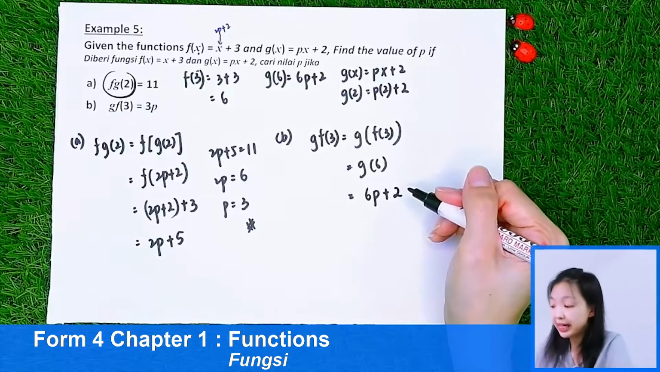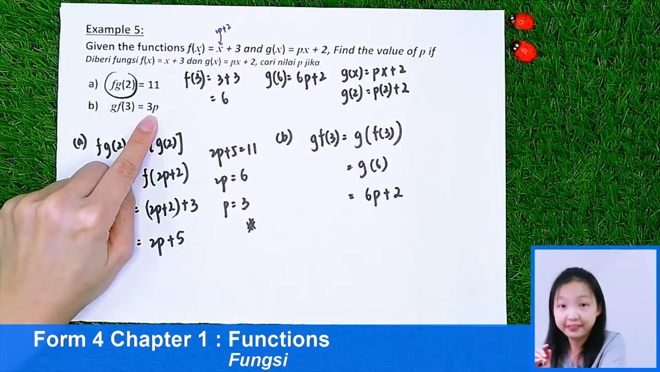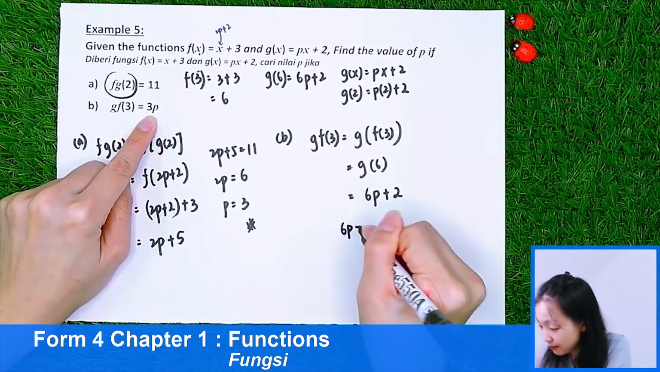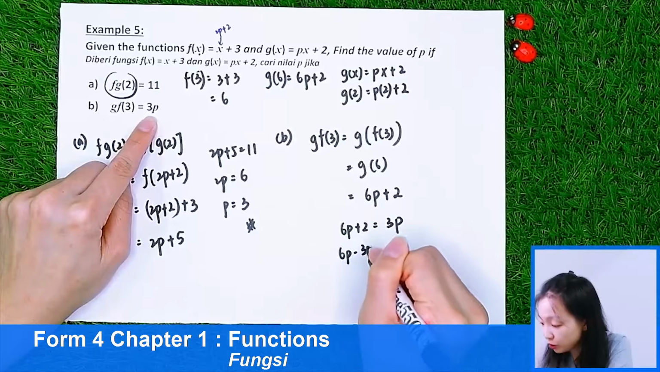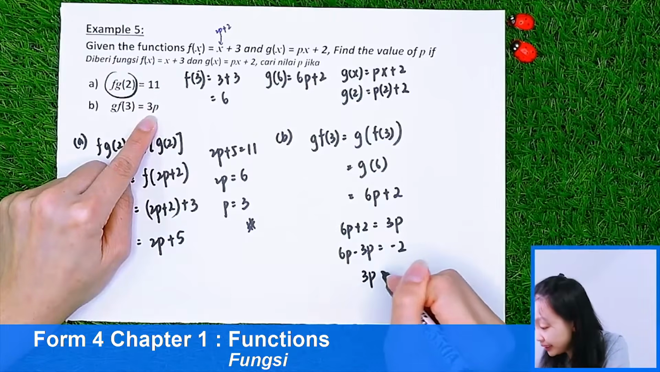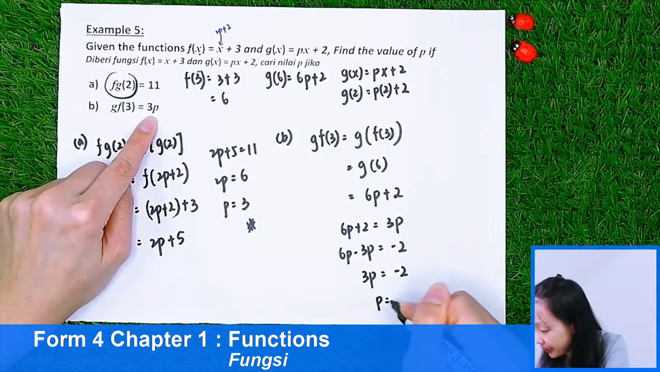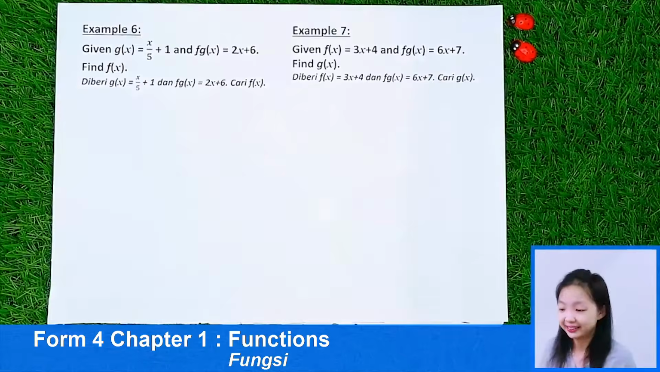Now I can equalize my 6p plus 2 that I find from my left hand side with the right hand side. 6p plus 2 is equals to 3p. 6p minus 3p is equals to negative 2. 3p is equals to negative 2. p is equals to negative 2 over 3.